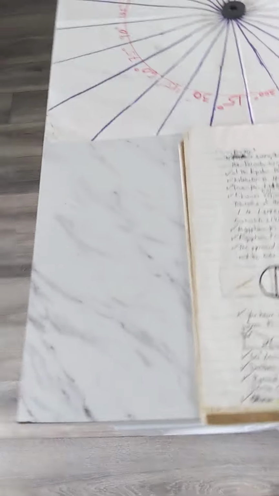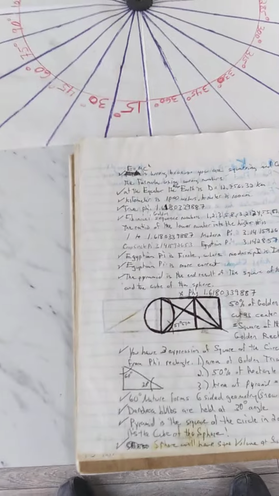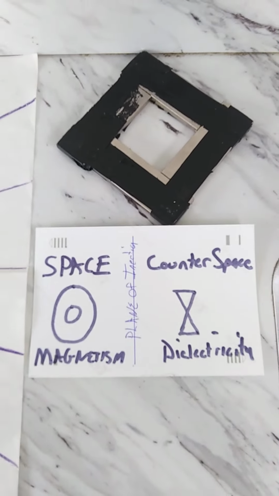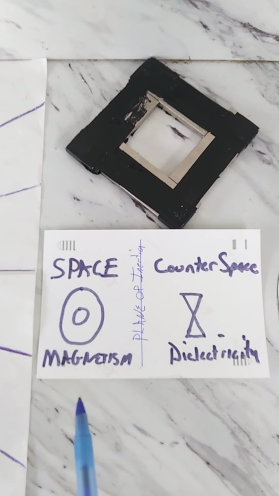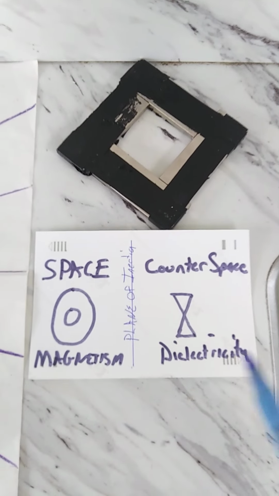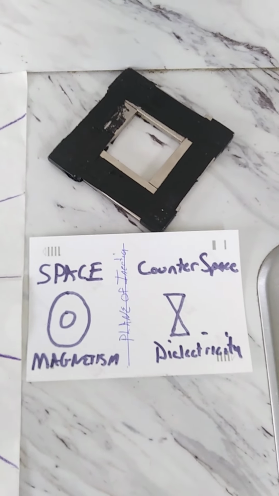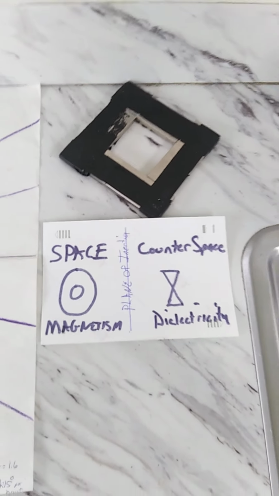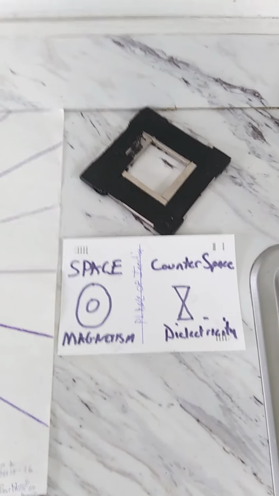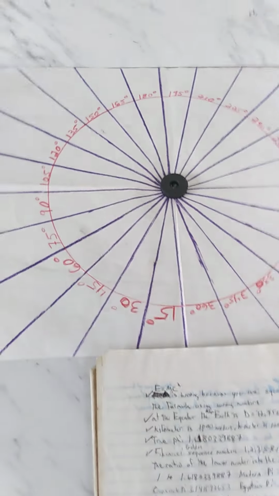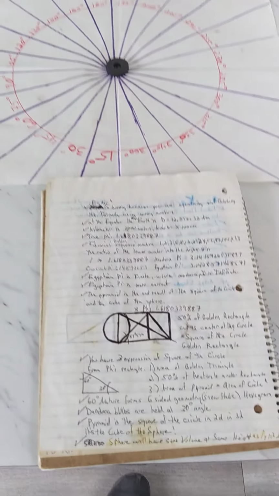So that's what this tic tac thing is doing. Remember, it's just using this space and counter space. You got two things. You got space, which is magnetism, visible light. You got counter space, which is dielectricity, or the dielectric. Then you got the plane of inertia in between. Positive, negative, neutral. That's what you got. You got three things. 3, 6, 9. Everything's triplicate, not duality. Don't be fooled.